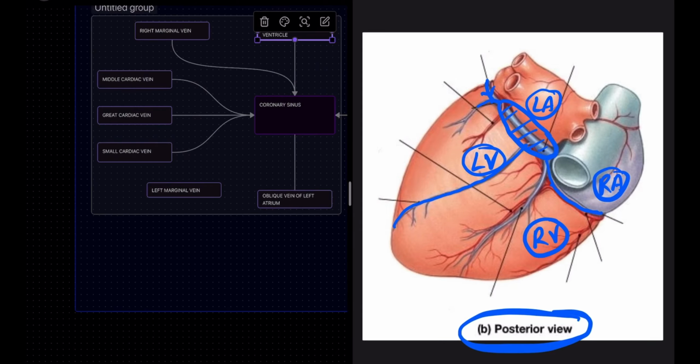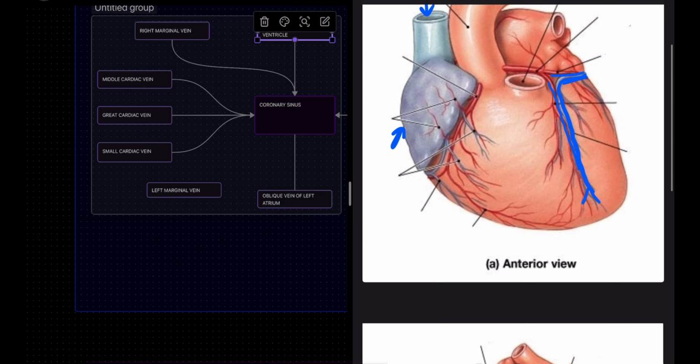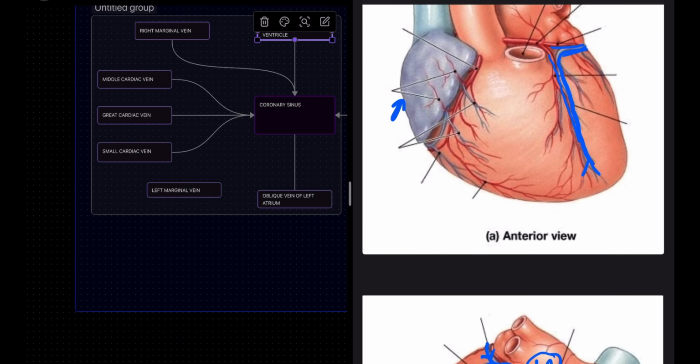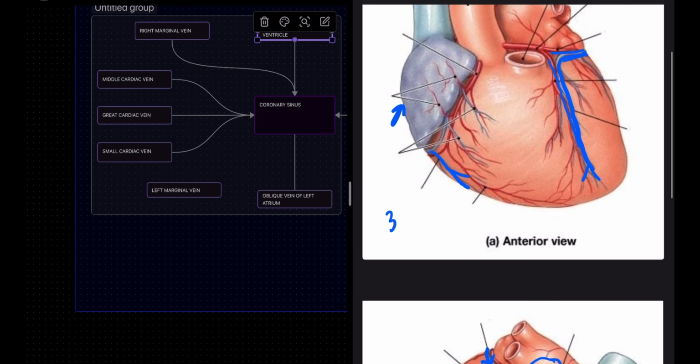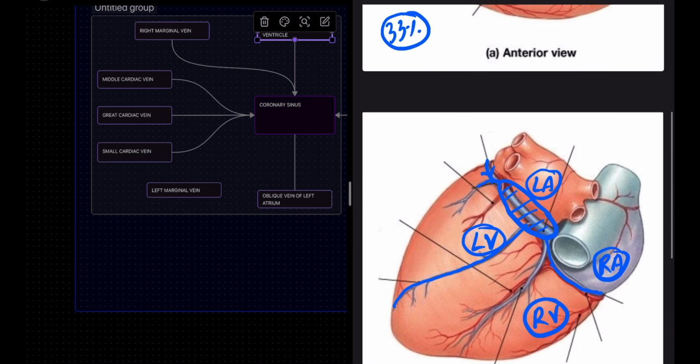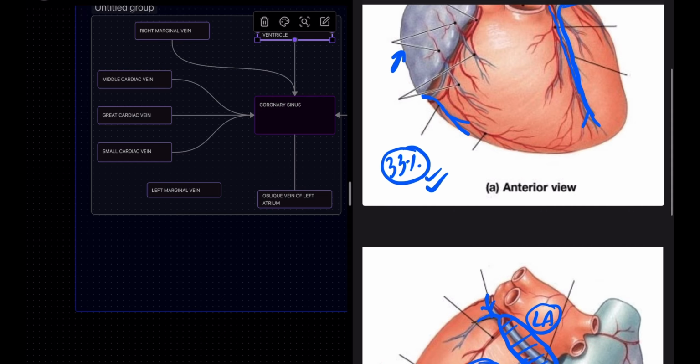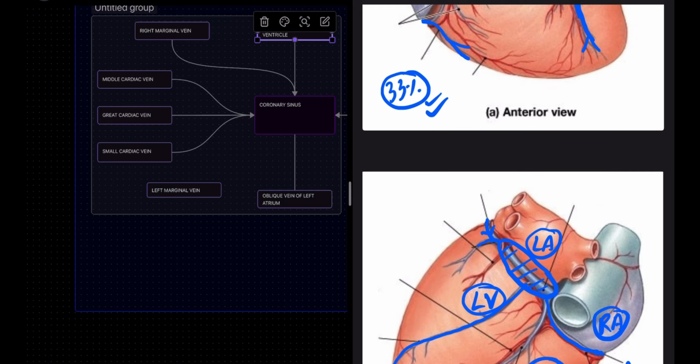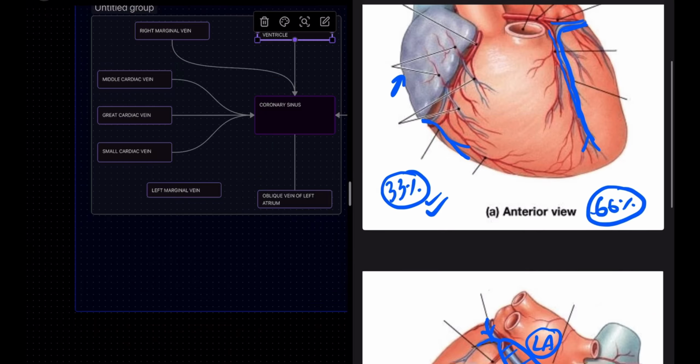Now, when we are discussing the small cardiac vein, it is important to mention the right marginal vein, which can be seen in the anterior view like this. It is over here. The right marginal vein is a tributary of the small cardiac vein in 33% of the cases. This is the small cardiac vein. But in two-thirds or 66% of the cases, which is the majority, it directly drains into the right atrium.